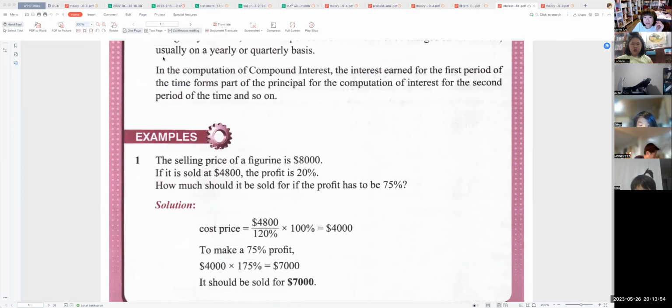The selling price of a figurine is 8,000. That means there's a statue, okay? So 8,000, if it is sold at 4,800. So let me ask you a very simple question. 到底卖了多少钱？怎么又是8000又是4800呢？ Ethan, can you tell me?